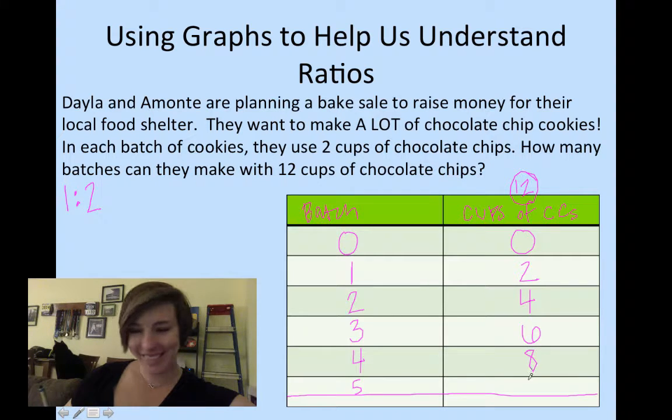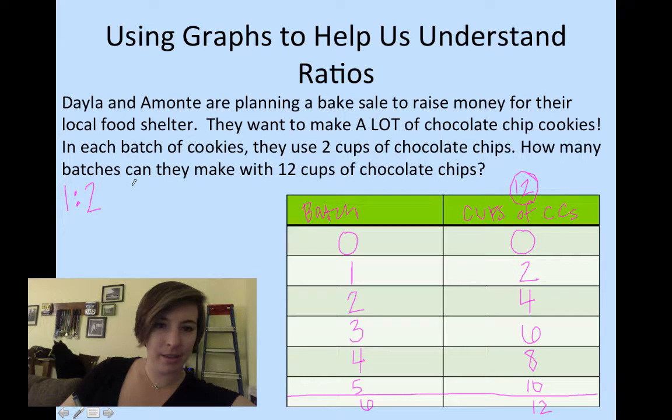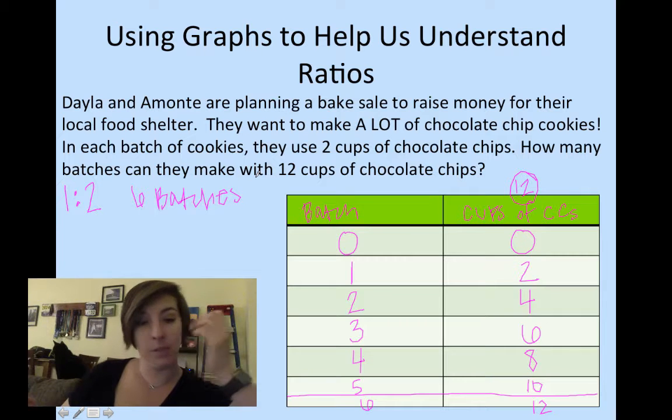5, 10 cups. And 6, 12 cups. So they can make 6 batches of chocolate chip cookies with 12 cups of chocolate chips. And yeah, that table looks great.